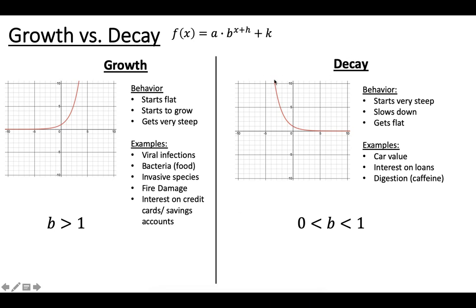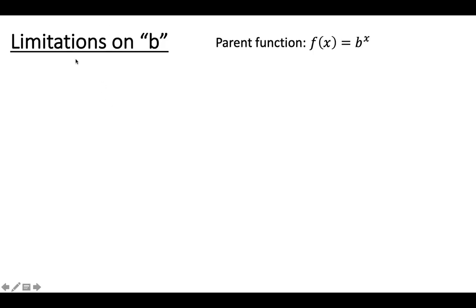Decay starts out high, falls fast, and gets flat at the end. So growth is flat at the beginning, decay is flat at the end. Growth is when B is bigger than 1. Decay is when B is in between 0 and 1 for this equation at the top. Okay. There are limitations on B. We can't have B be any number.